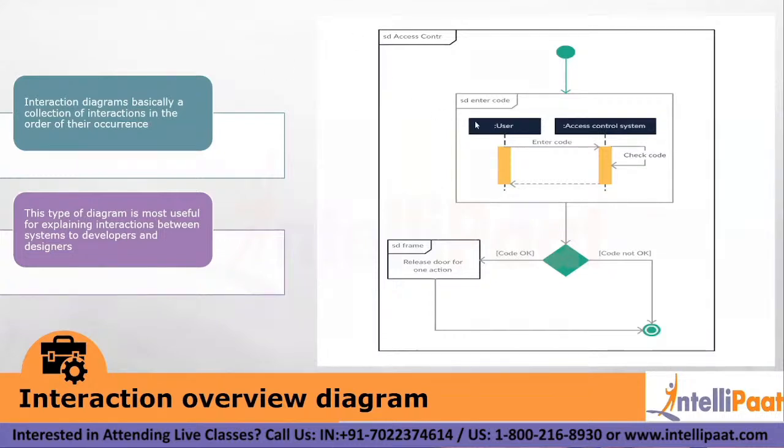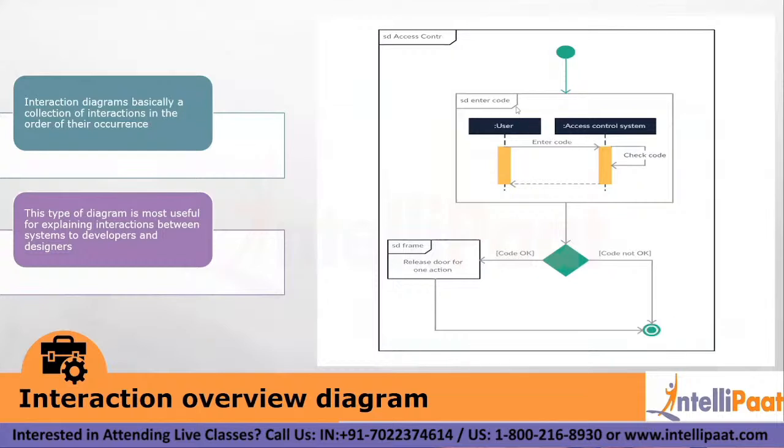So here, if you see, you have this one major component which has certain further details inside it. You have a user, and there's an access control system which is checking a code once the code is entered, and then it takes a decision. Now if the code is okay, it allows the door to be opened. So it's basically access control. You enter a code, your door opens. If the code is not okay, it ends up saying that the door cannot be opened.